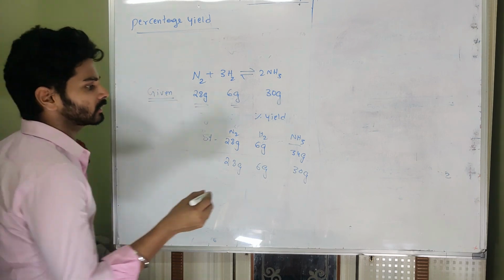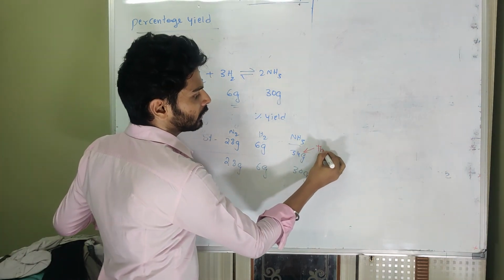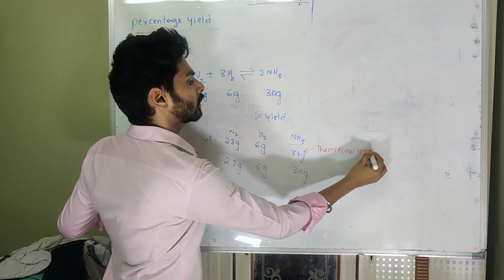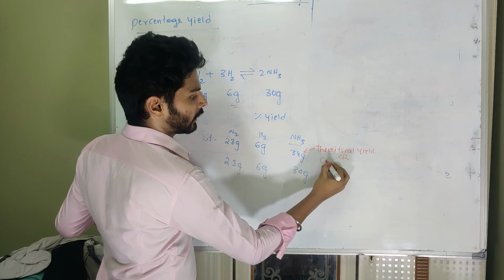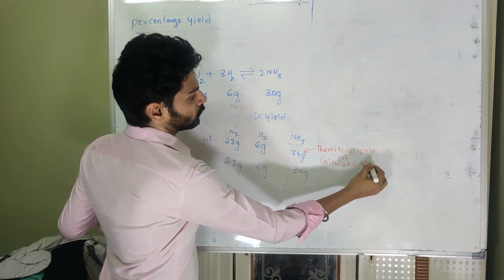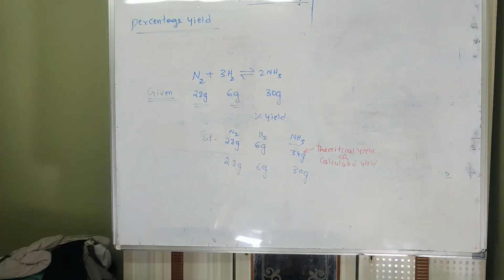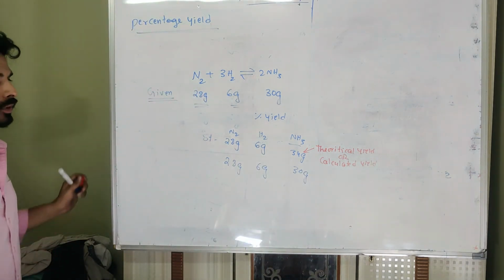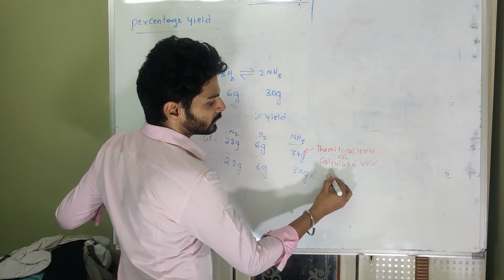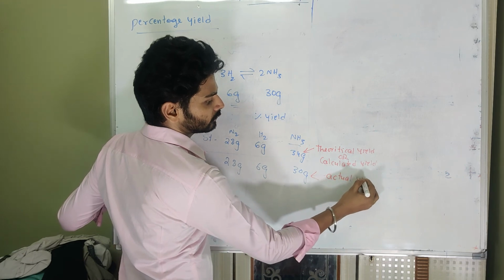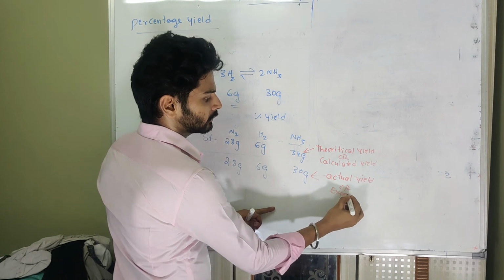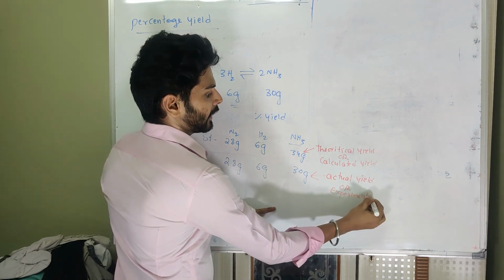Now here 34 gram is called the theoretical yield, or it is called the calculated yield. So by calculation or by theory you have to get 34 grams. By stoichiometry you have to get 34 gram. But what was got is 30 gram. This is called the actual yield, which is also called the experimental yield.